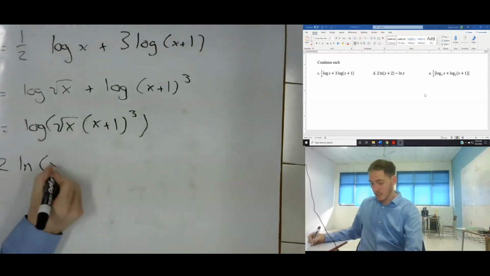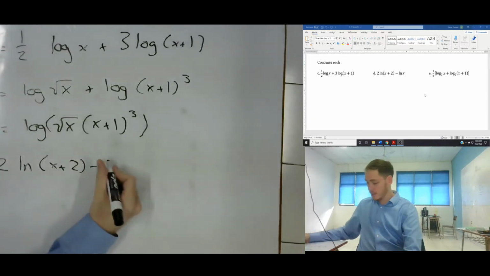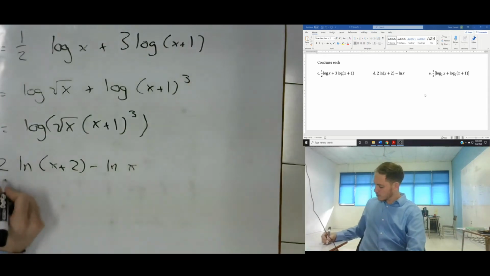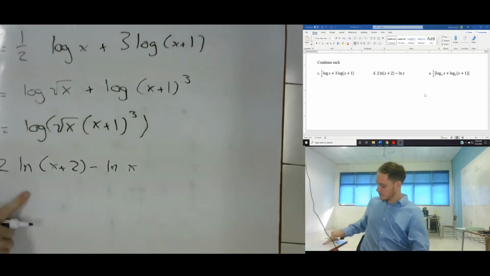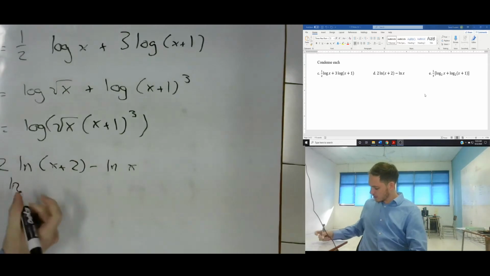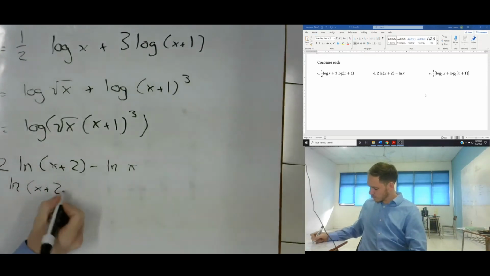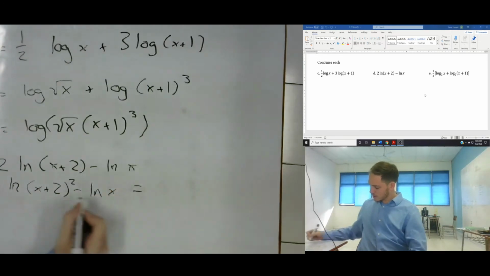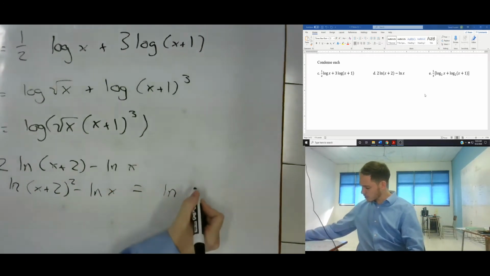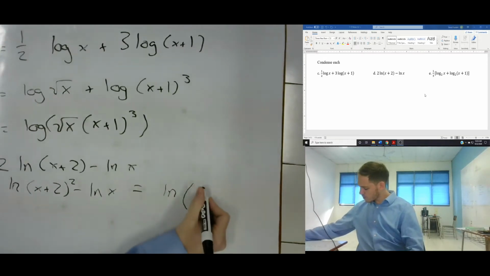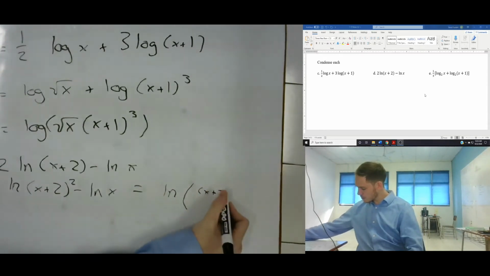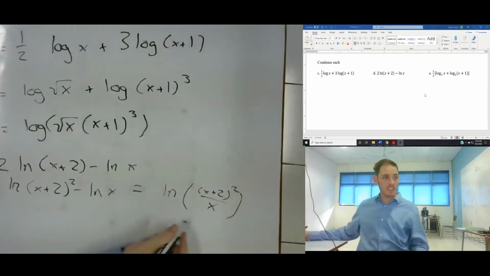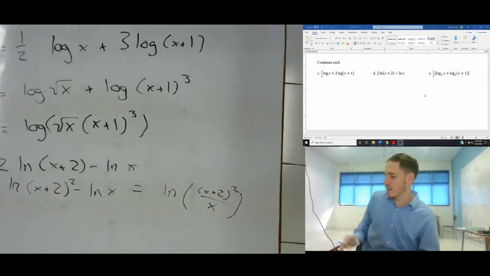Okay, let's look at the next one: 2 ln of (x plus 2) minus ln of x. Now remember, the 2 goes first because it's in front. So we're condensing it, so we get ln, not log. So ln of (x plus 2) squared minus ln of x. Now since it's subtraction, we're going to combine it and do division, which means (x plus 2) squared over x. So it's ln of this. Okay?